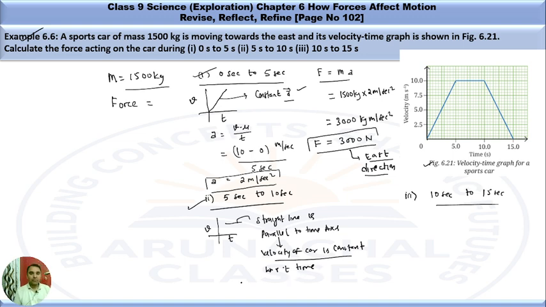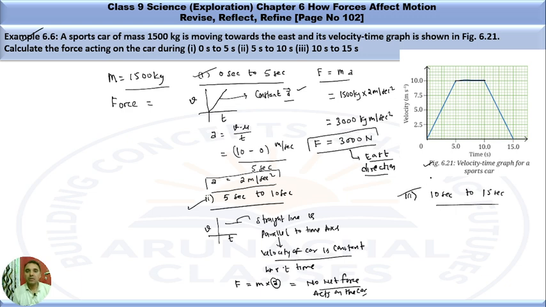So when I use Newton's second law of motion, mass multiplied with acceleration, acceleration is not there, only mass is there. So I will say that there is no net force acting on the sports car. No net force acts on the car. That is what we see for this case between time period of 5 second to 10 second. You can see in this graph also, here it is between 5 second to 10 second.